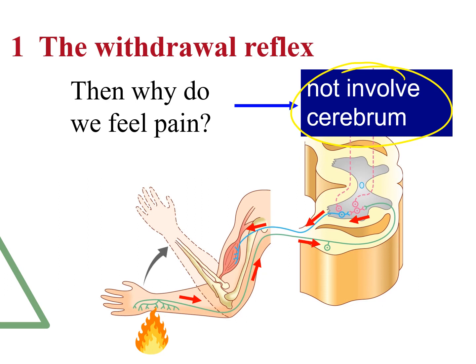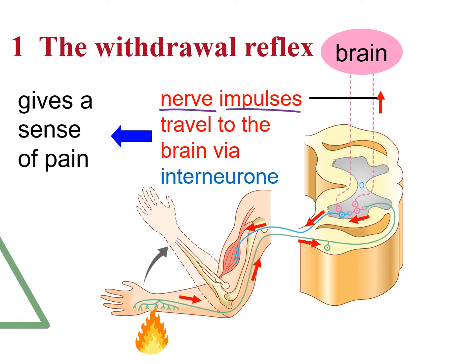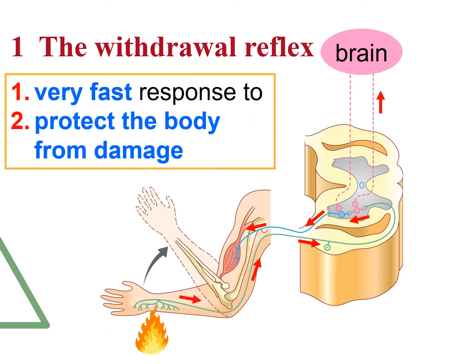The question is, then why do you feel the pain? This is because after the withdrawal reflex, some of the nerve impulse will travel to the brain through the interneuron to the cerebrum. The nerve impulse will travel up to the cerebrum, and this gives a sense of pain. Since your hand withdraws before the nerve impulse reaches your brain or cerebrum, it is actually a very fast response. It helps to protect your body from damage.